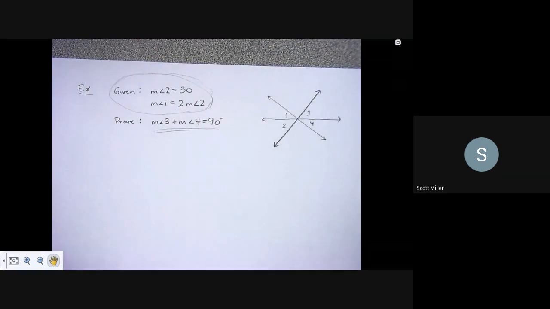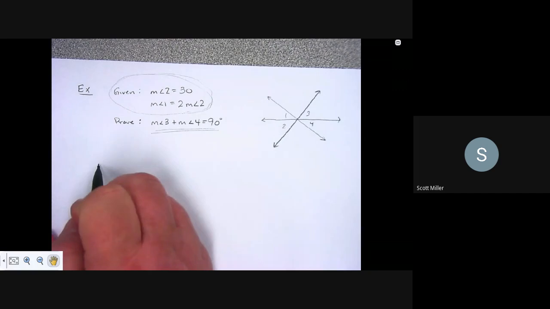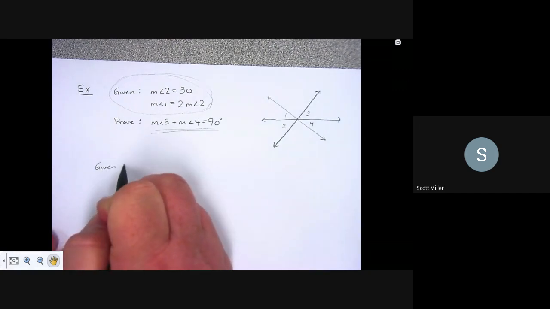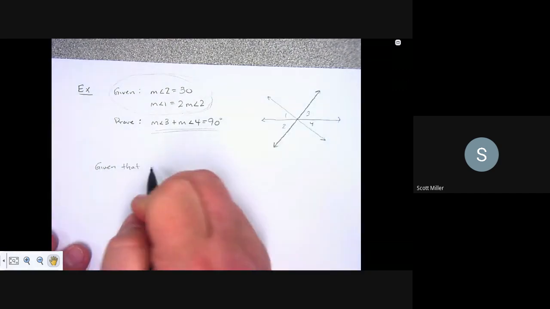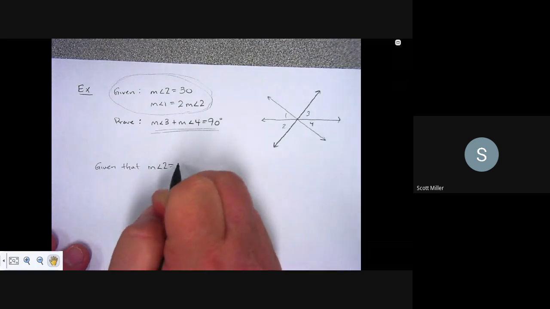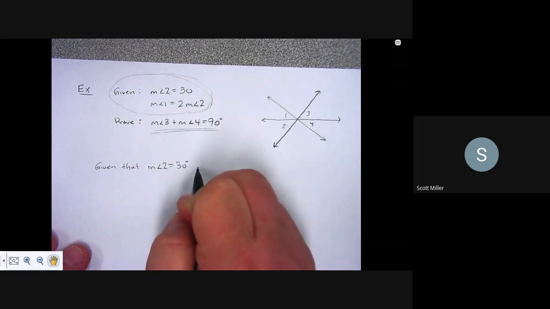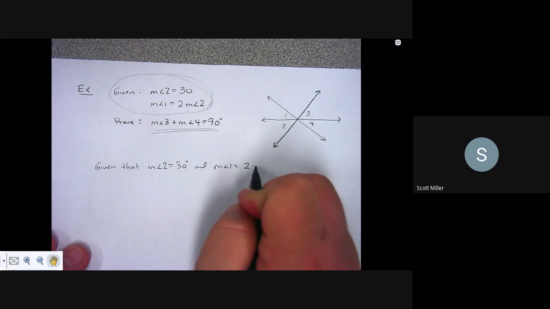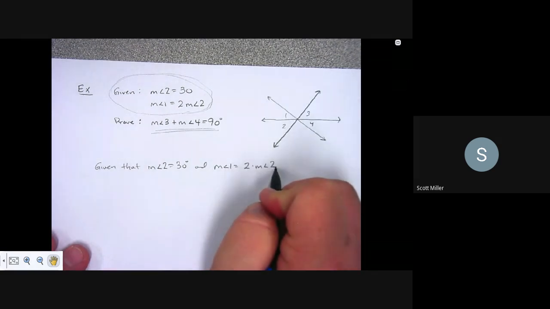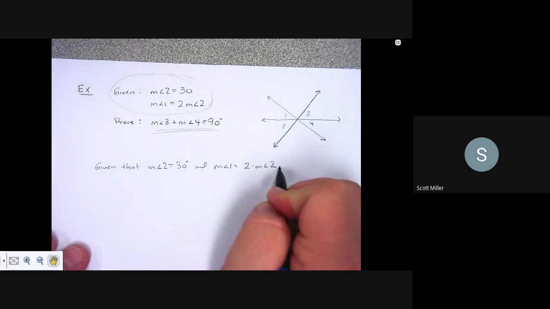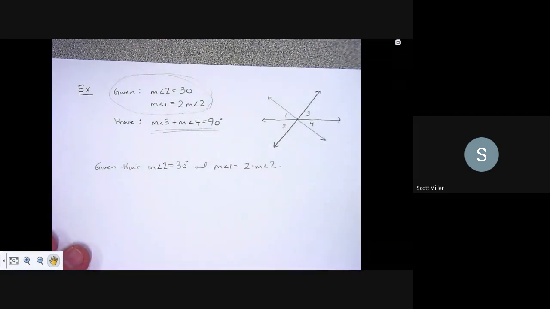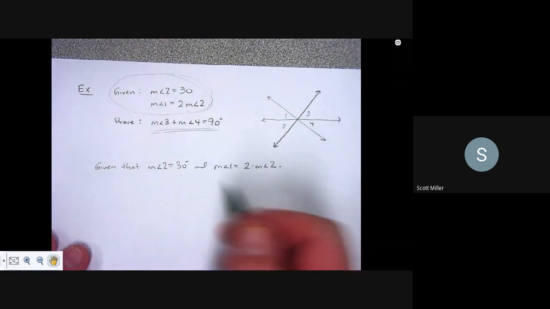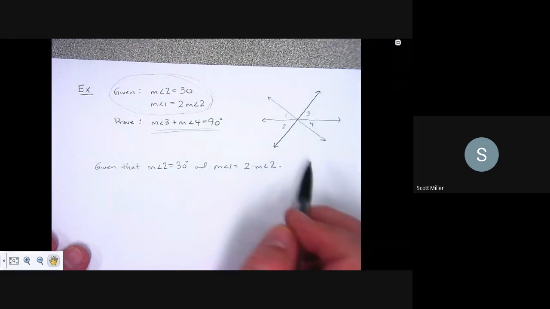So in writing a proof, you start with the given information, and you can write it a couple of different ways. Basically, you can say "given that," and then list what they gave you: the measure of angle 2 equals 30 degrees, and the measure of angle 1 is 2 times the measure of angle 2. That's given. What can I conclude from that? Can I say anything about this information? What does this lead to?